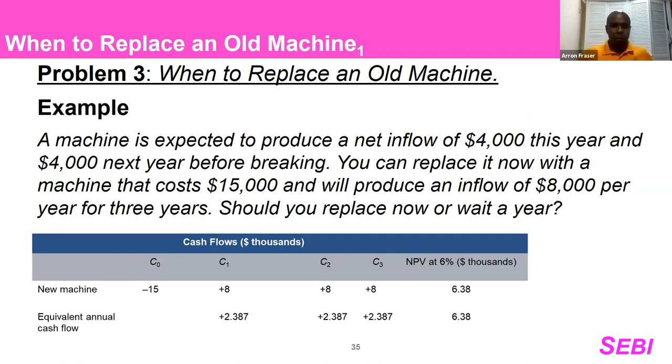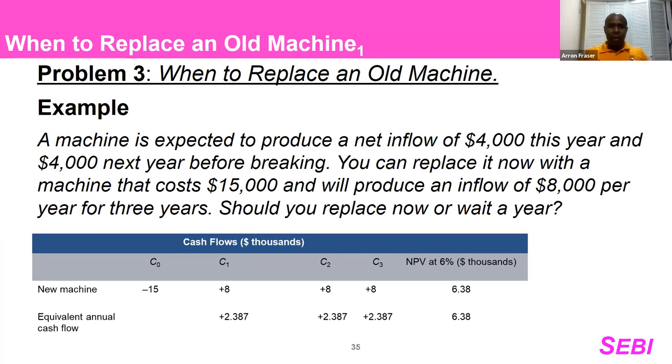All right, so with the new machine, again here, we use a discount factor of 6%. So the new machine, you have to invest 15,000. And from year one to three, you'll get net inflows of 8,000. So applying the discount factor, you'll get 6.38, right? Net present value for that. Applying the same 3 year annuity factor, we take the net present value of acquiring that new machine divided by the 3 year annuity factor, and we have an annual equivalent of 2.387 for the 3 years.